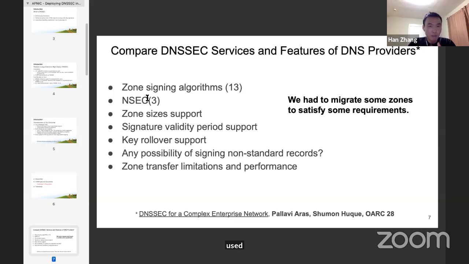My colleague Avi and Shuma has done some great work to compare different DNS providers from different perspectives. For example, the zone signing algorithms, NSEC support, NSEC3 support, or key rollover support, and some other criteria. So please go to their talk for the details. But the conclusion we had is there's no single DNS provider that satisfies all of our key requirements. So that's one of the reasons why we had to migrate some of our zones from one vendor to another. And I will cover our zone migration in the next few slides.